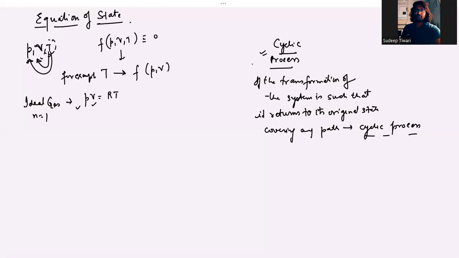I'll talk of some mathematics also before moving forward. But I hope everything is now clear regarding isobaric, isochoric, all these things. Okay, this we have done. Now let us move back again to the equation of state topic.